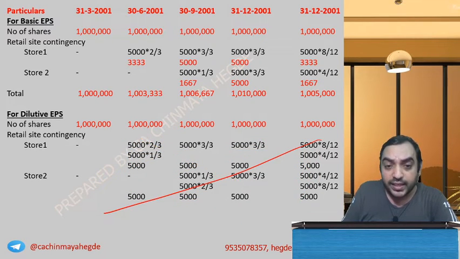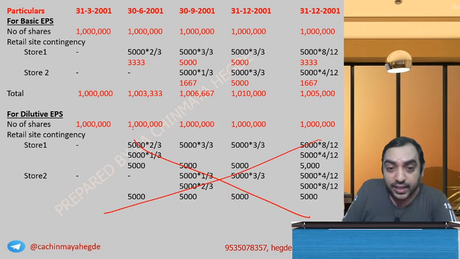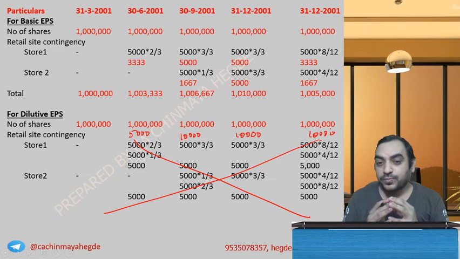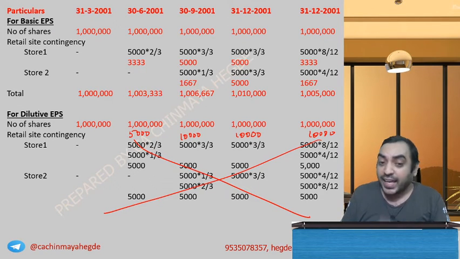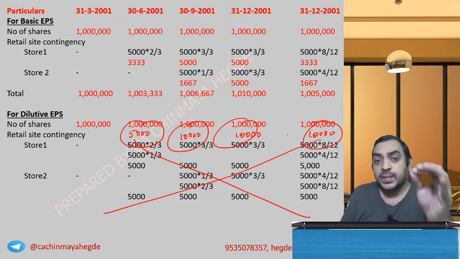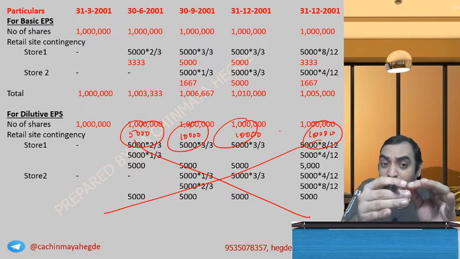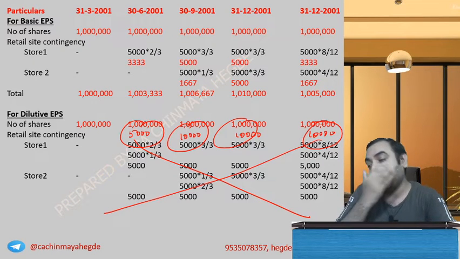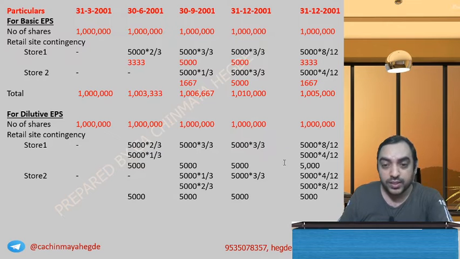Now what they will do? Retail sale contingency. One line they write. They write 5,000 here. They write 10,000 here. 10,000 here. That's all. Matter over. Simple. Got the simple shortcut. Exam also, you please follow this. Simply you can do. When the contingency is resolved, dilutive EPS, take it from the beginning. That's what will happen mathematically. Are you clear?